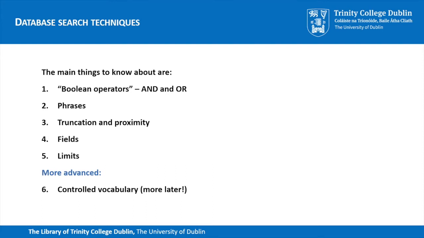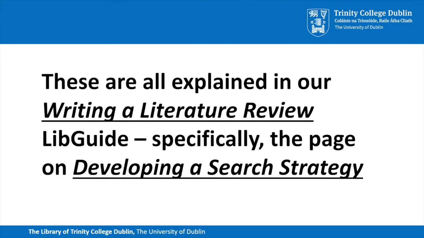How you would use phrases, truncation and proximity to narrow down your results or to broaden them. What fields in a database are, how to put limits and filters on something that you've run, and slightly more advanced is using controlled vocabulary or subject terms. We will now give you a very quick overview of all these techniques, but you should really go to our Writing a Literature Review LibGuide and specifically the page on developing a search strategy for more information.